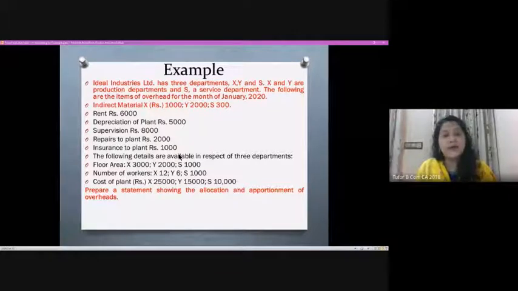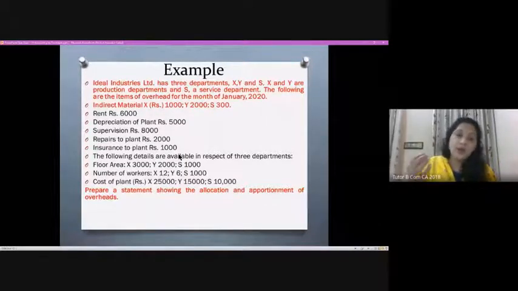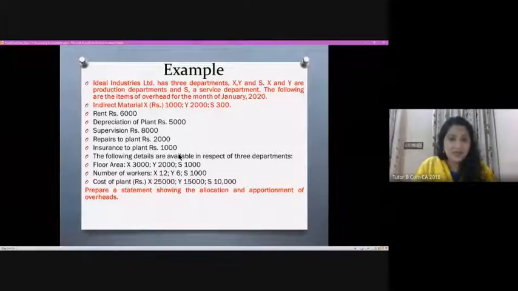And when we look into the question, we can find that the indirect material expense is given separately for X, for Y, as well as for S. So there is no need for apportionment. It comes under the category of allocation. The next expenses, we can see, are given as a whole. So we really have to go with the concept of apportionment. Now, in the question itself, additional information is given with respect to the floor area occupied by Department X, Department Y, Department S.